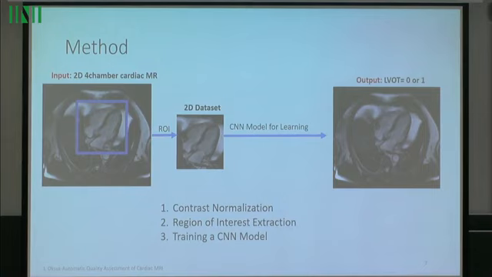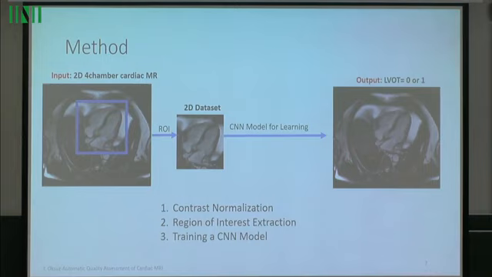contrast of the CMR image between 0 and 1. Then we use a region of interest extraction algorithm to extract the 4 chambers of the image. Finally, we use a CNN image classification method in order to classify the high quality versus low quality images.